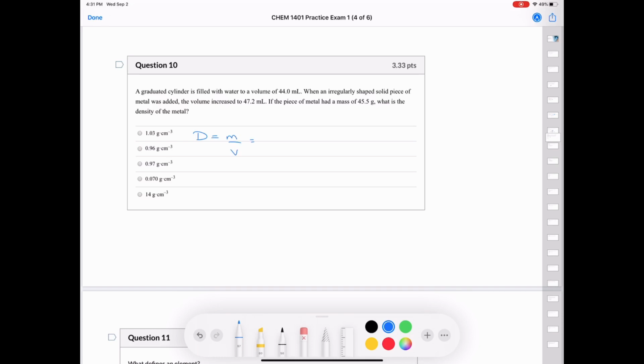We're already given the mass, which is 45.5 grams, but in order to determine the volume, we're going to use these numbers right here. You notice that they have some kind of graduated cylinder, and they're putting some kind of solid in there. When they do that, the volume of the liquid rises from 44.0 milliliters up to 47.2 milliliters. And so the volume of the object is going to be the difference of those volumes.